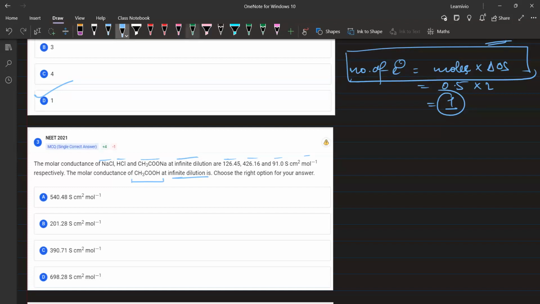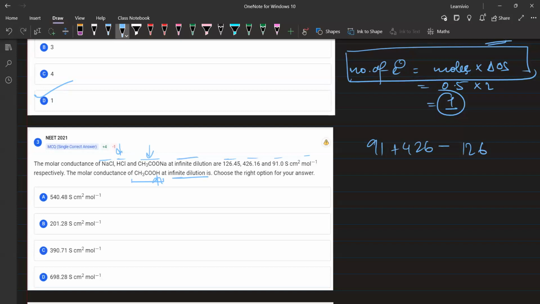One answer. Okay. Alia, are you doing or should I explain this? Okay, got the answer. Let me just. Yeah, so for CH3COOH, what do you need? You need CH3COO. So this is 91. You need H plus that will come from HCl. This is 426. Then you need to subtract the NaCl, that is 126.